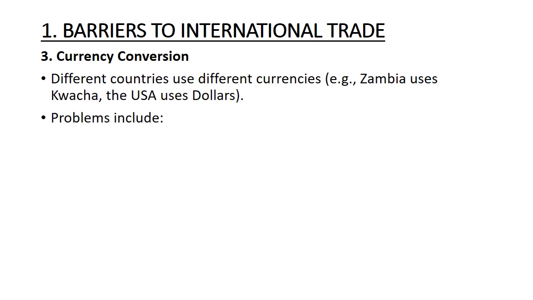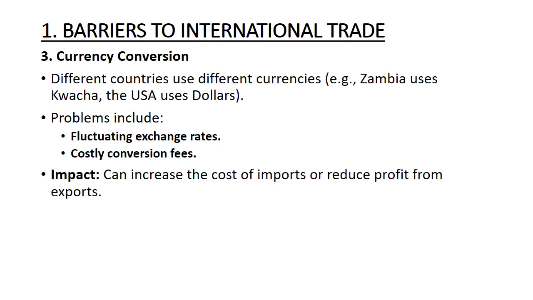Problems may include fluctuating exchange rates. When you are trying to change, for example, dollars to kwacha, the rates change. For example, $1 can be selling at 25 kwacha today, and tomorrow $1 can be selling at 26 kwacha. That's a big problem. You can sell your items in kwacha, and when you convert to dollars, you find it's less than what you calculated. Also, to convert from one currency to another you have to pay an extra charge, so it can be expensive. The impact is this can increase the cost of imports or reduce profit from exports.